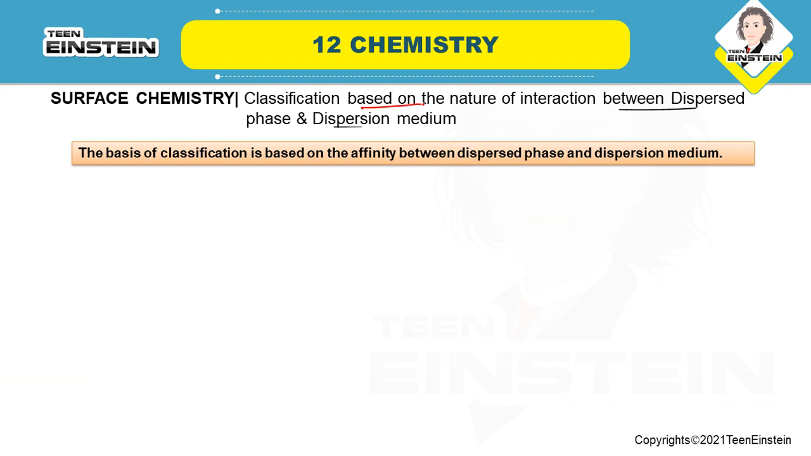So it is based on the nature of interaction between these two parts: one is dispersion medium, another one is dispersed phase. So this is the basis of classification, affinity between these two. If there is affinity, then there will be one type. If there is no affinity, then there will be another type. So it is basically two types: affinity present, one type; affinity not present, another type.